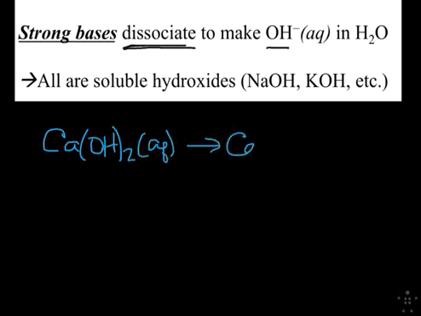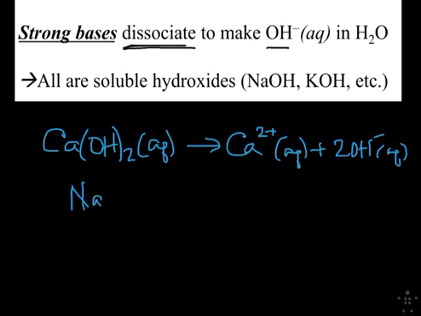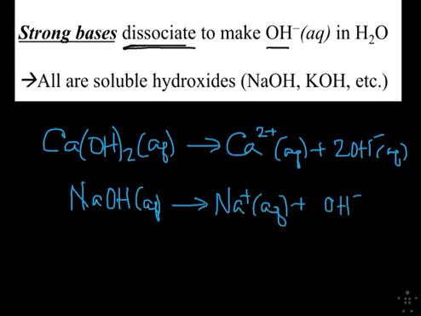And if you put that in water, it dissociates to make calcium 2+ aqueous and 2 OH minus aqueous, right? So that's a strong base. We also can have NaOH. That's a strong base. And that's going to, of course, make the sodium plus ion and an OH minus.